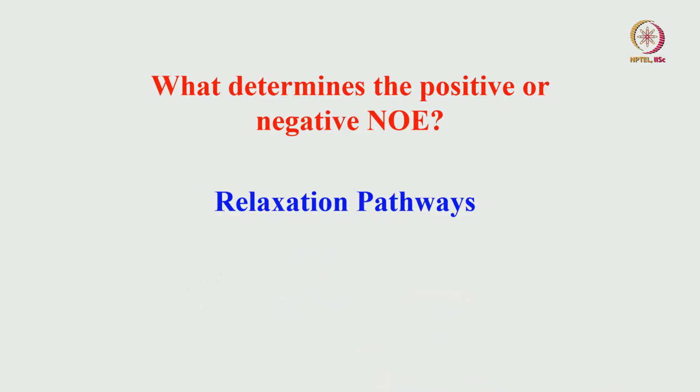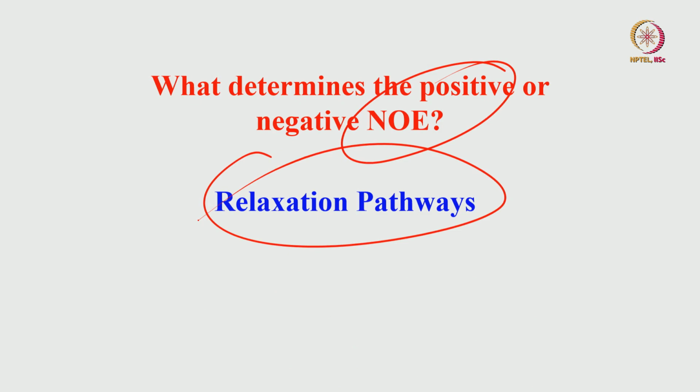Continuing further today, we will discuss how we get positive NOE, how we get negative NOE, and what the allowed relaxation pathways are, all those things. Of course, positive and negative NOE depend upon what is called the relaxation pathway, how the nuclear spins are undergoing relaxation.